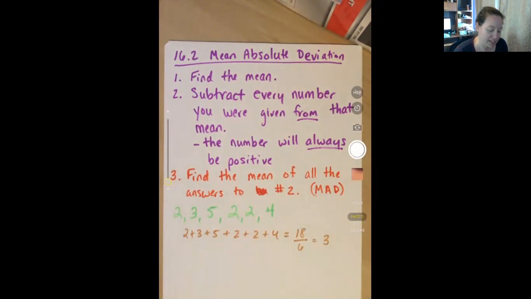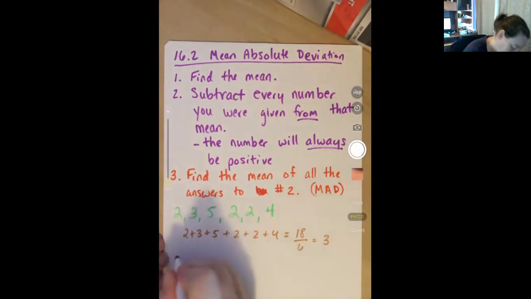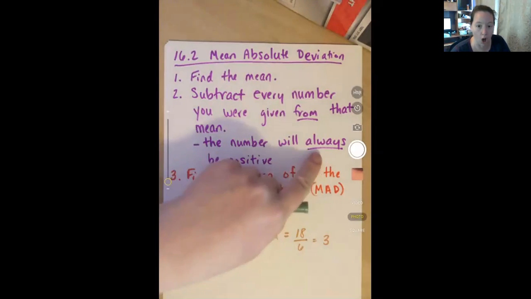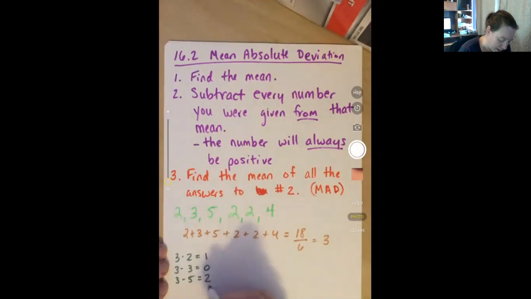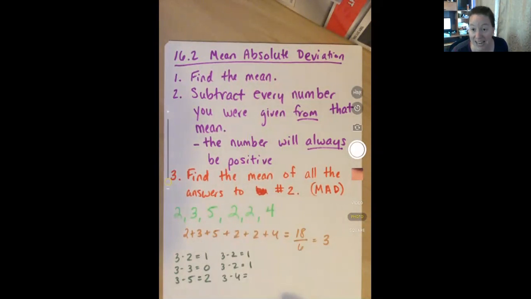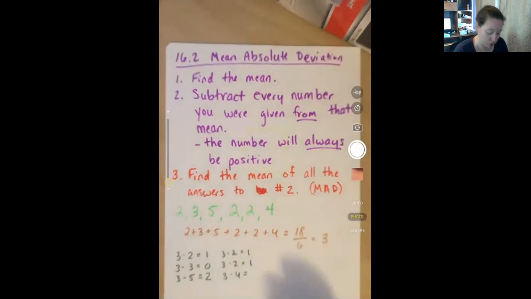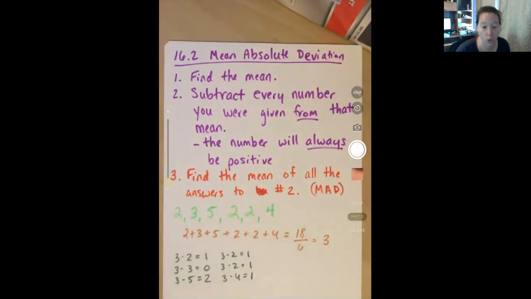Number 2, subtract every number you were given from the mean. So I'm going to do this part in gray. 3 minus 2 is 1. 3 minus 3 is 0. 3 minus 5, it would be a negative 2, but the number will always be positive. So I'm going to make it a positive 2. 3 minus 2 is 1. 3 minus 2 is 1. And 3 minus 4 would be a negative 1, but the number is always positive. So that one is going to be a positive 1 as well.